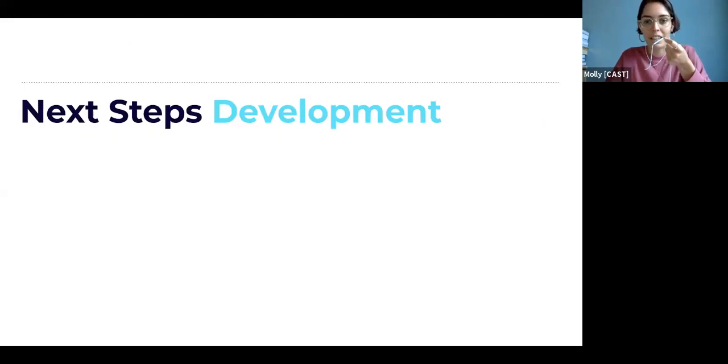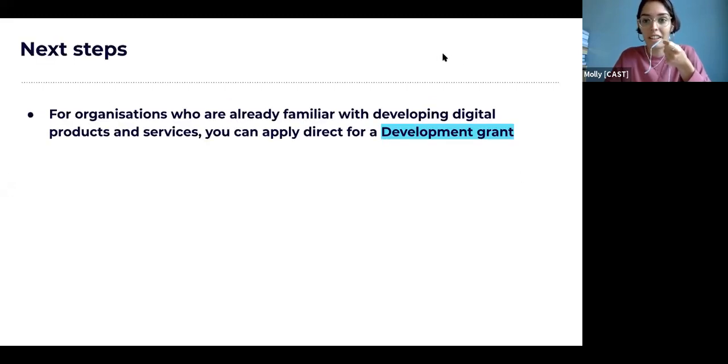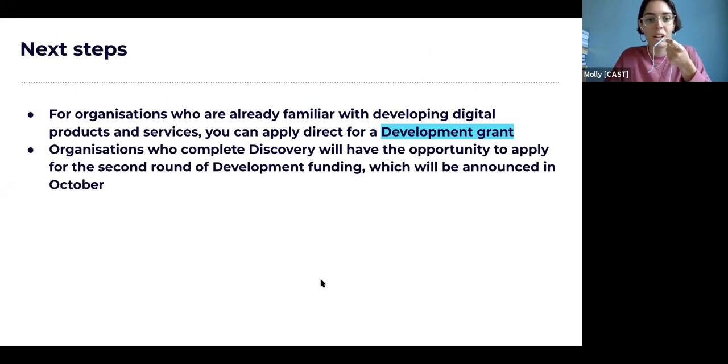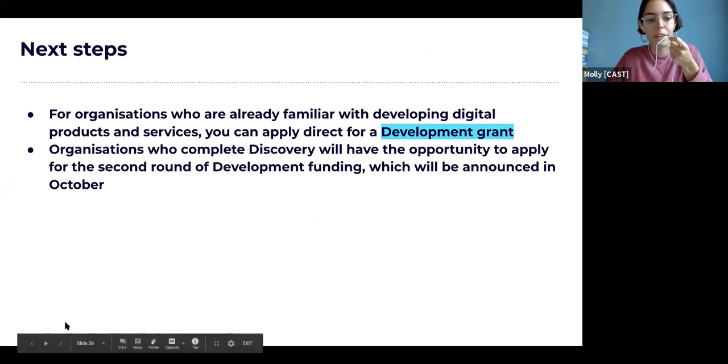If you've been listening to this and you've just been thinking, do you know what, I've done Discovery, I know my user needs, I've done this user research, I have a well-defined problem, I know what I want to do, then perhaps the next step for your organization is actually to apply for development. So as I just said, if you're already familiar with developing digital products and services, then you can apply direct for the development grant. Organisations who complete Discovery will have the opportunity to apply for a second round of development funding, which will be announced in October as well. So if you feel like you need to do the Discovery learning journey first, then please apply for Discovery, and there'll be a second round.